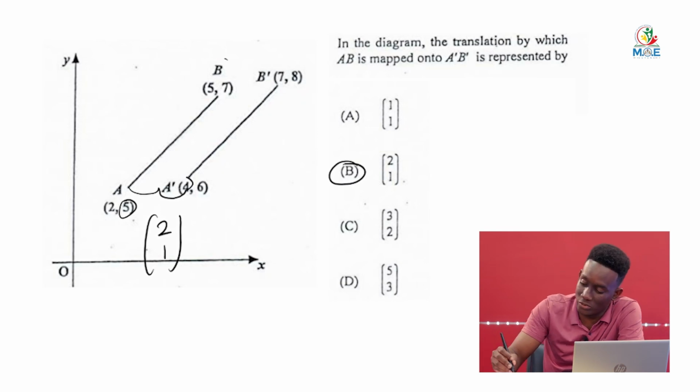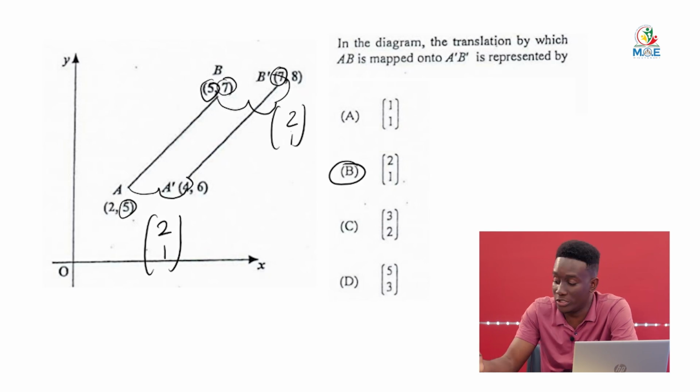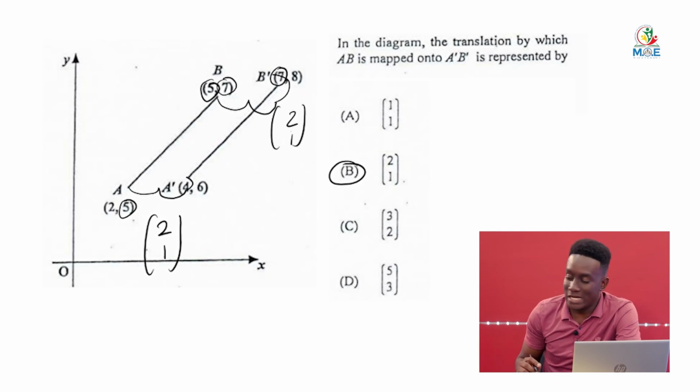And if you had chosen the top here, to move from 5 to 7, we go 2 across again, 1, 2. And then we go from 7 to 8, we go 1 up. So it's 2, 1, regardless of which point you choose. So the answer is 2, 1.